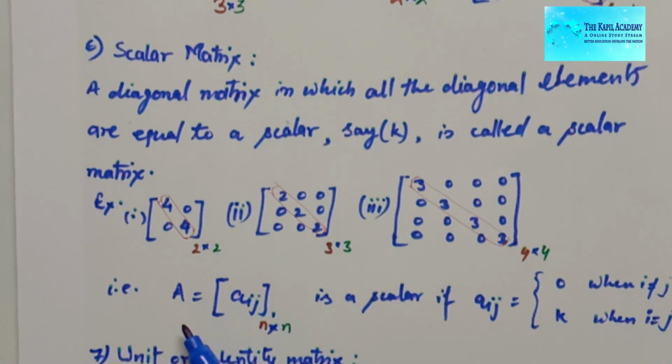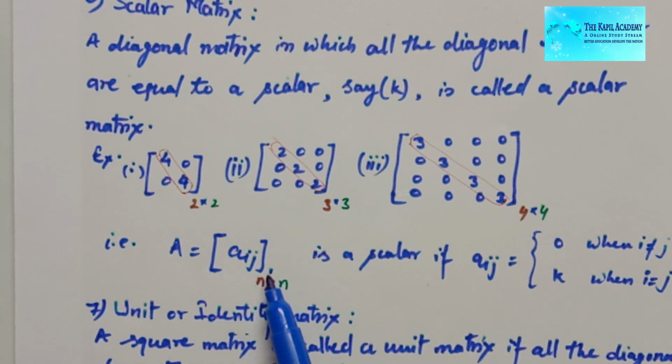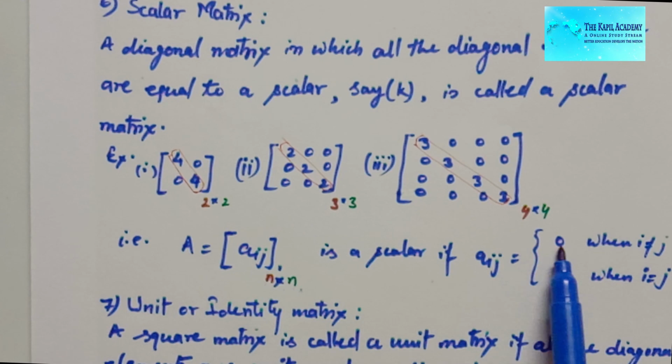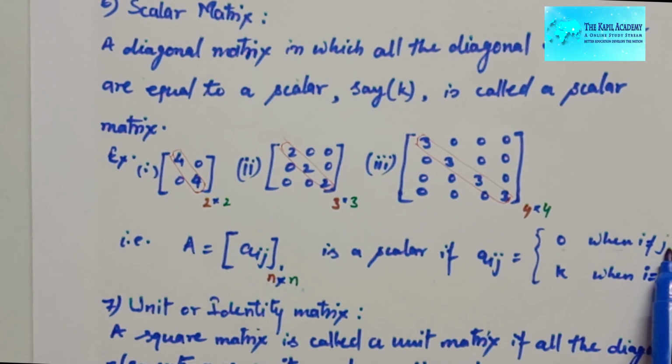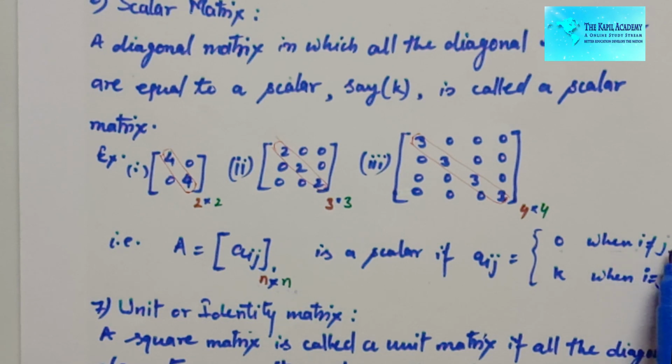We can write a scalar matrix A equals [aij] of order n cross n, which is scalar if aij equals 0 when i is not equal to j, that is, if the position of the row is not equal to the position of the column. If the position of the row and column are equal, then aij equals k. It will be k.